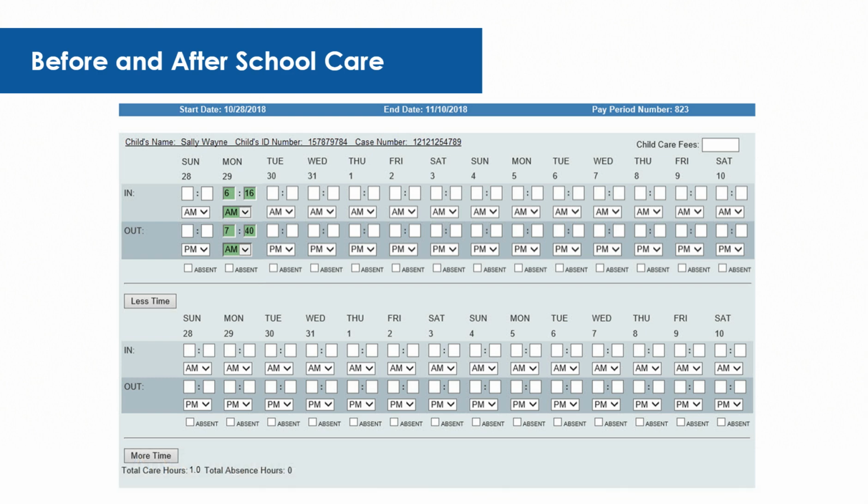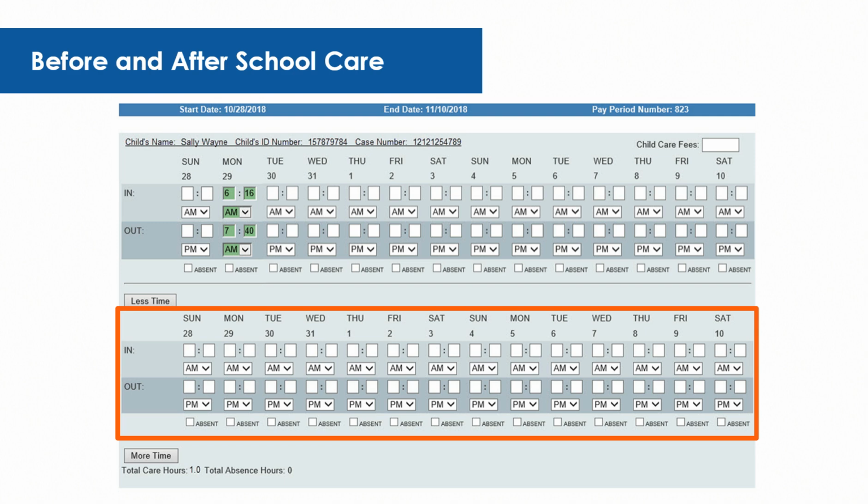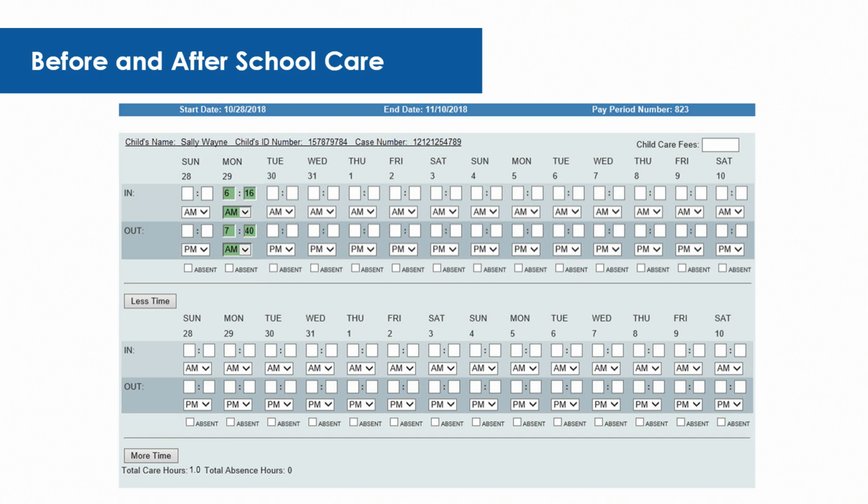Now, let's continue with our example of billing before and after school time. Since we've clicked on the More Time button, we can now enter the times for after-school care provided. Sally returned to care at 3:46 p.m. on Monday. Let's enter that as her second in time for the day. Sally's parent picked her up at 4:58 p.m. on Monday. We'll enter that as Sally's second out time for Monday.